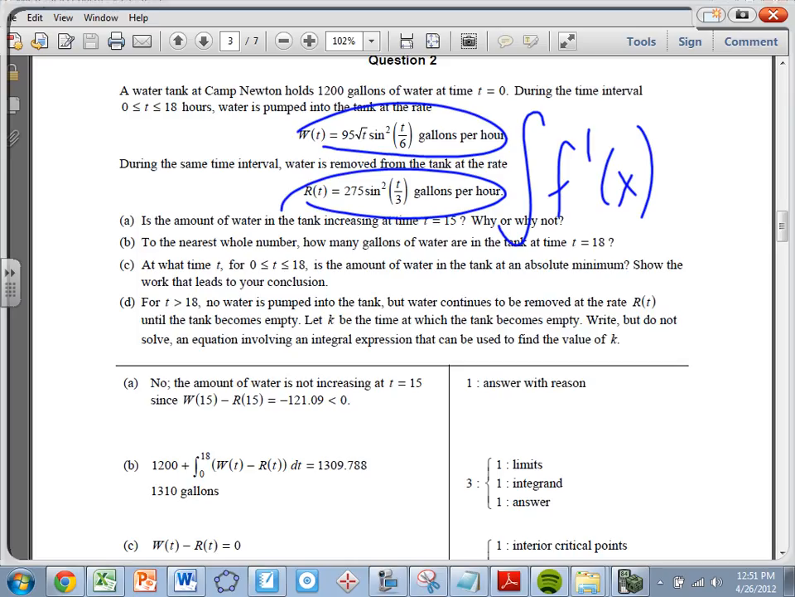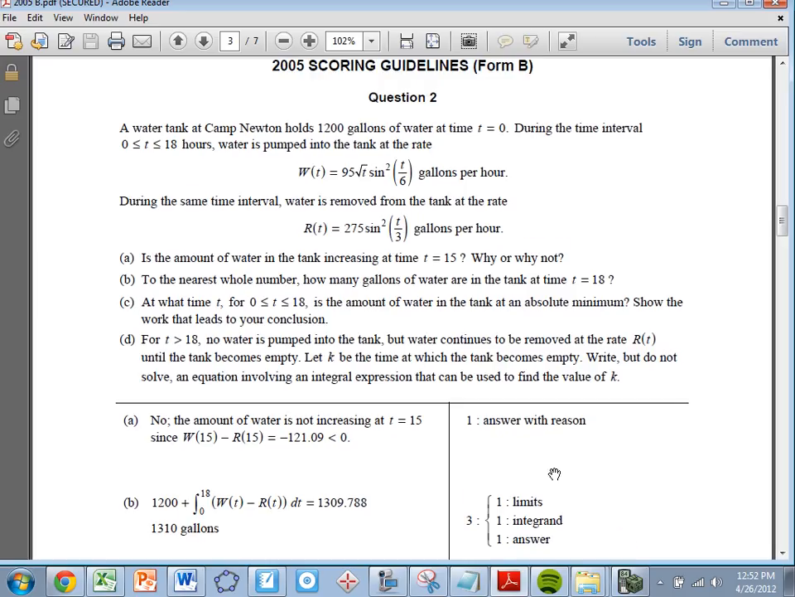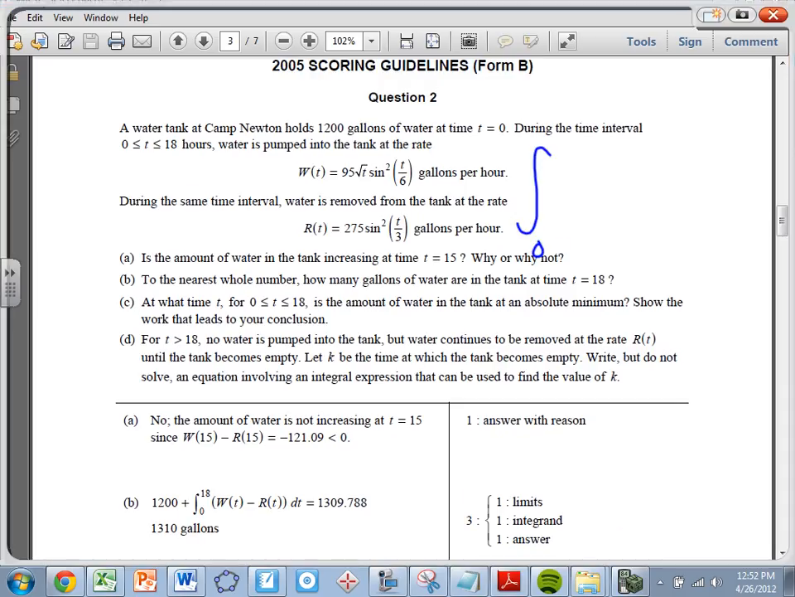So let's look at the problem. How many gallons of water are in the tank after 18 hours? Well, where do I start, guys? 0 hours. So what I'm doing here, and please don't look at their solution, because I do not like the way they put it here, so listen to what I'm going to tell you. We want to know the integral from 0 to 18 of W of t minus R of t. What's my thing going to be at the end? dt, because it's time. Now, where does this plus 1200 come from, guys?